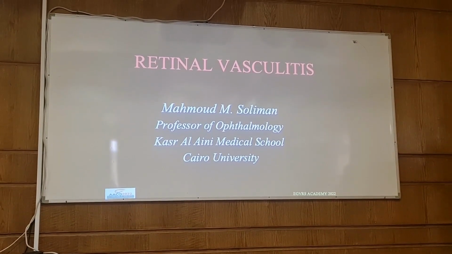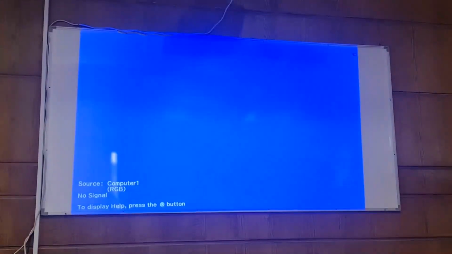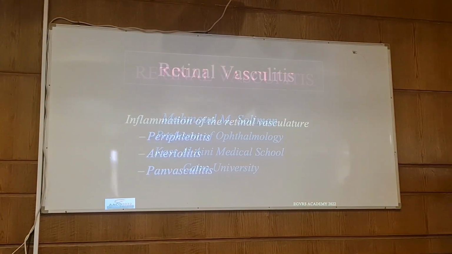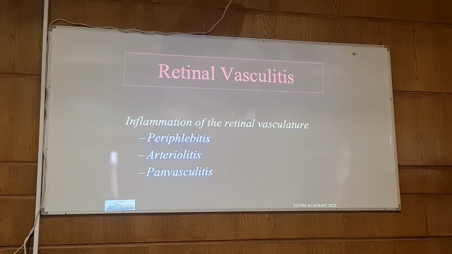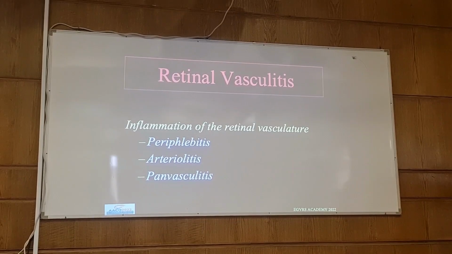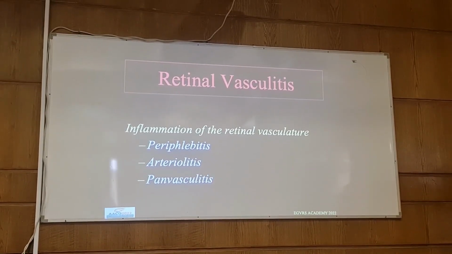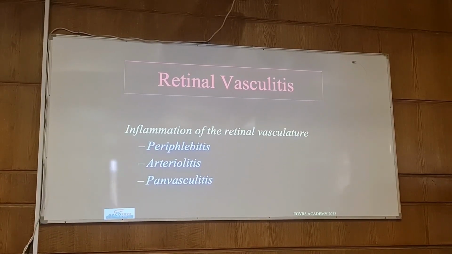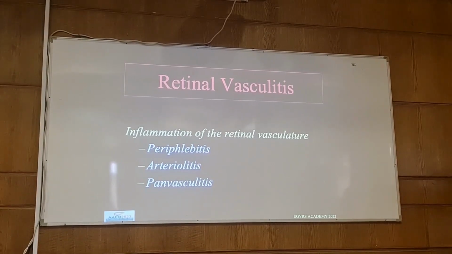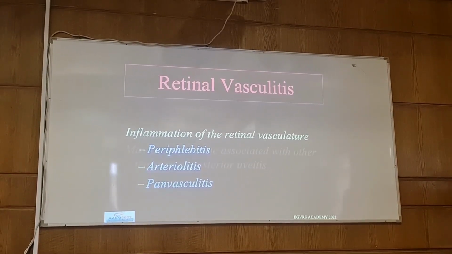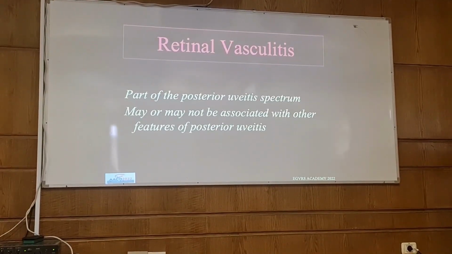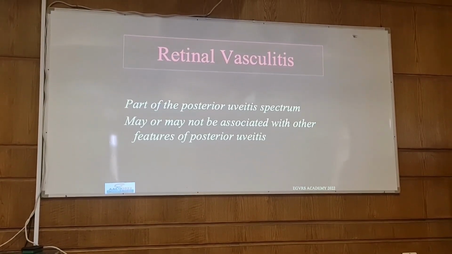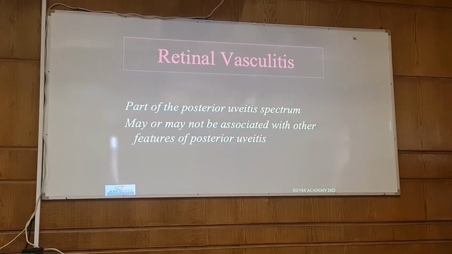اوكي لا نتكلم تاني عن retinal vasculitis. So retinal vasculitis, as the definition goes, it's an inflammation of the retinal vasculature, whether the veins or the arterioles or both of them. يعني الاثنين. So we consider retinal vasculitis as part of the spectrum of posterior uveitis.